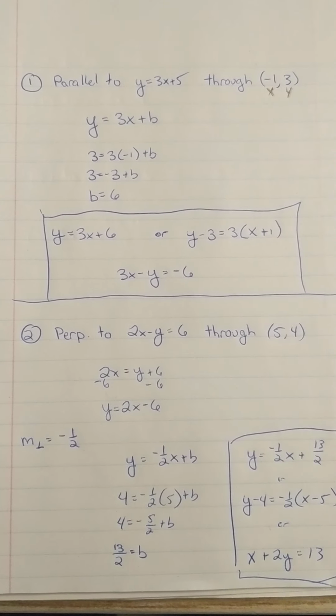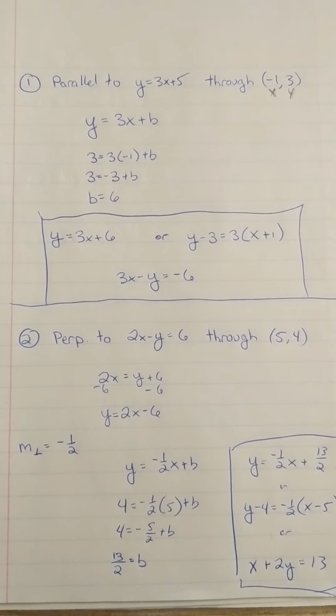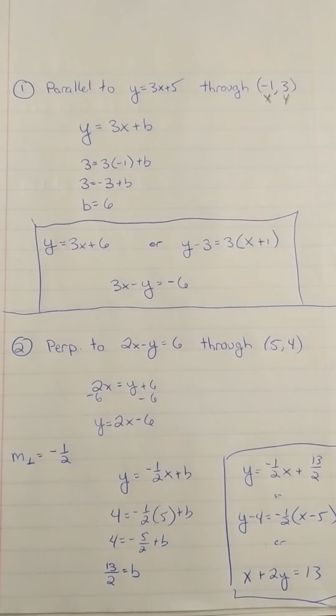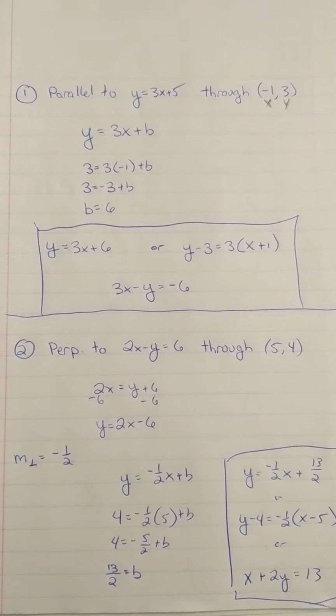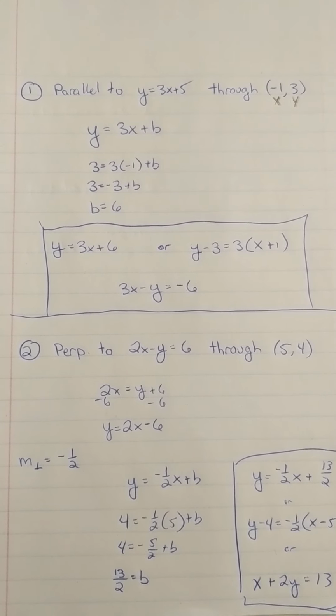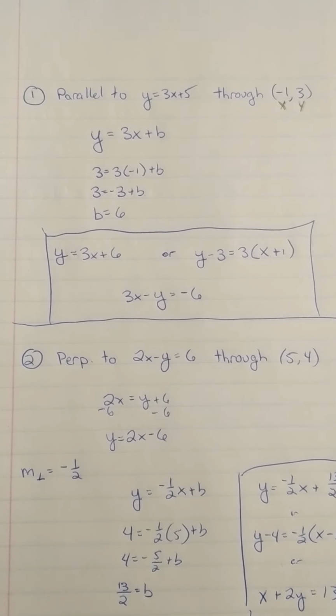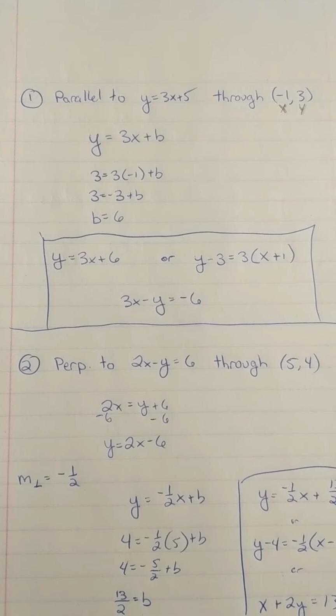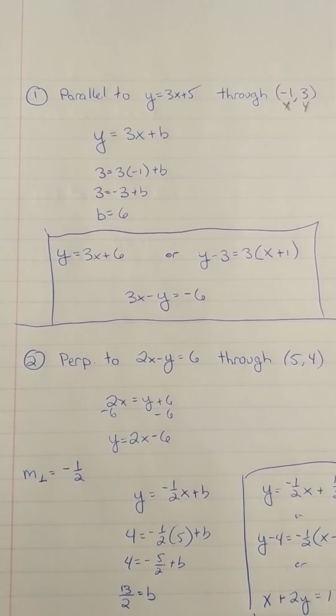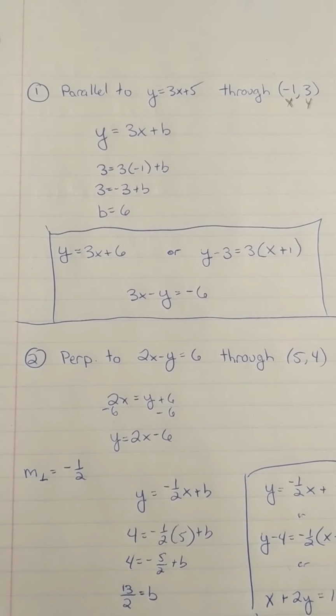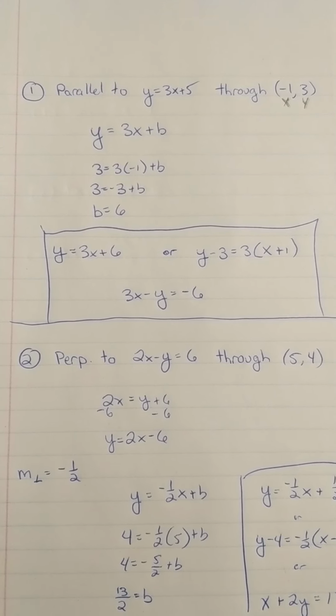So here's the answer to number 1 from last week's assignment. You need to be parallel to that equation through that point. So the first thing I did is get rid of the y-intercept because it's no longer applicable in the new equation. And then I plugged in the x and the y, solved for the new y-intercept, and then I wrote the equation of y equals 3x plus 6.